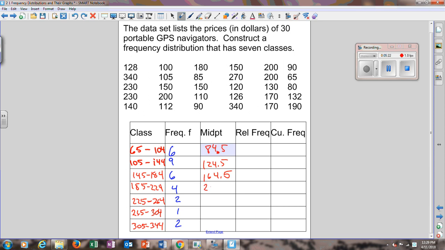Then 204.5 and 244.5 and 284.5 and lastly 324.5.